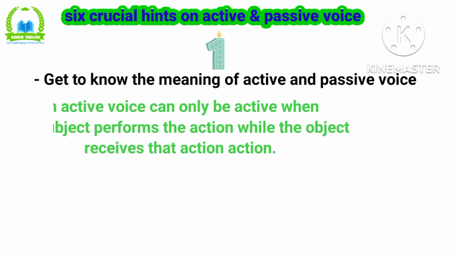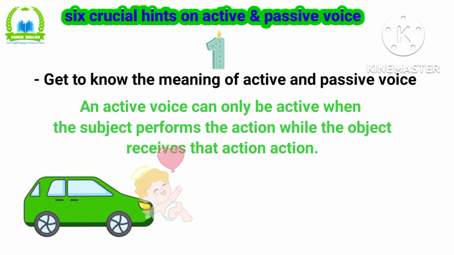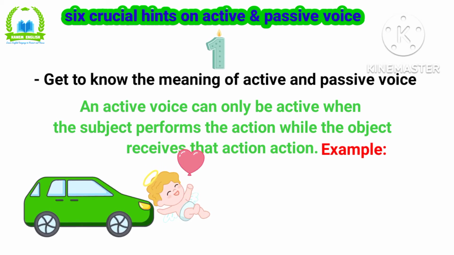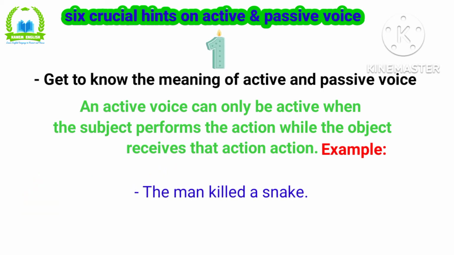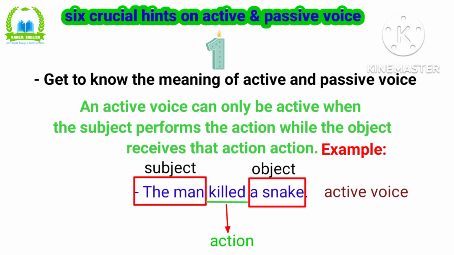An active voice can only be active when the subject performs the action, while the object receives that action. Example, the man killed a snake. This is active voice. We have the man, the subject, killed is the action performed by the subject, and a snake is the object that receives the action being performed by the subject.